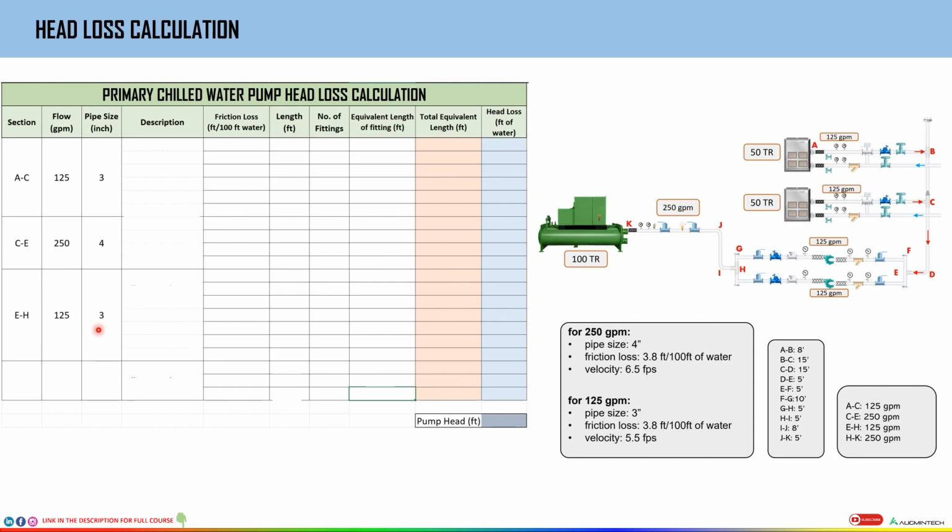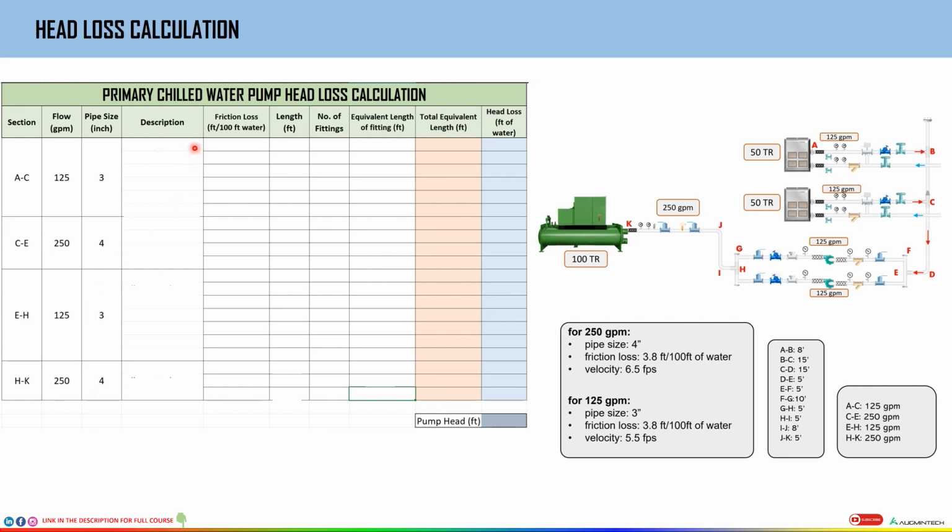And finally, we have from H to K. So H2K is the last section. The flow is 250, and for 250 we already know the pipe size is 4. You can see from here also, for 250 the pipe size is 4 inches. Alright, so we have found all these sections and their corresponding flow and pipe sizes.